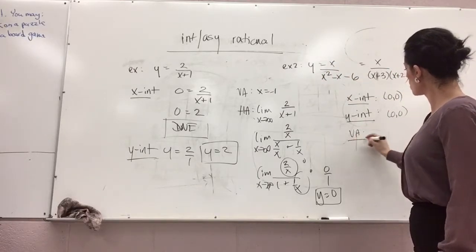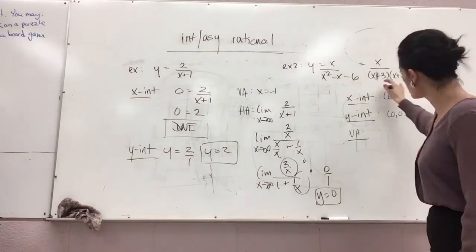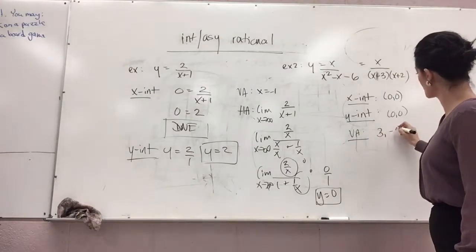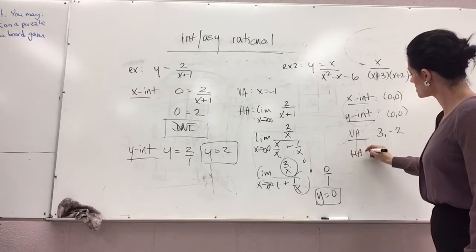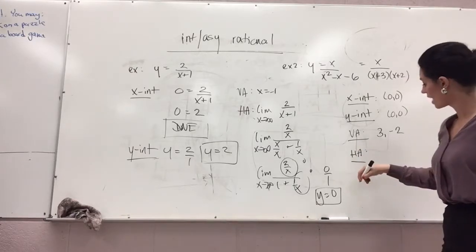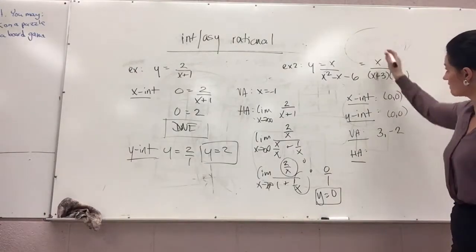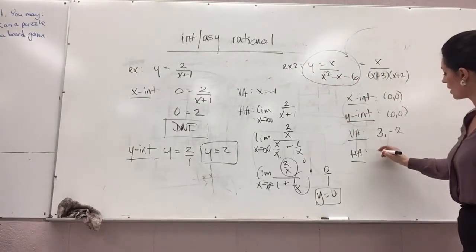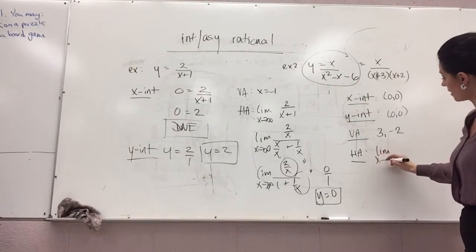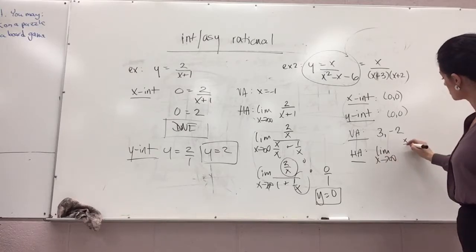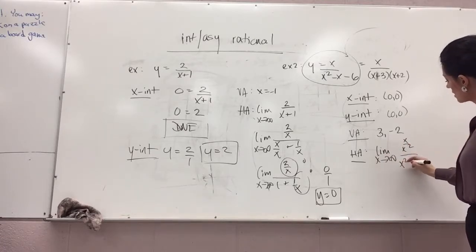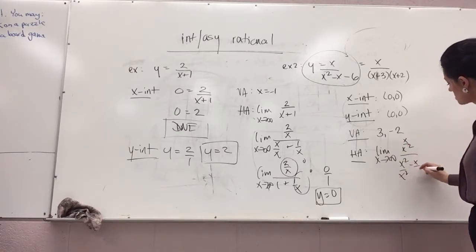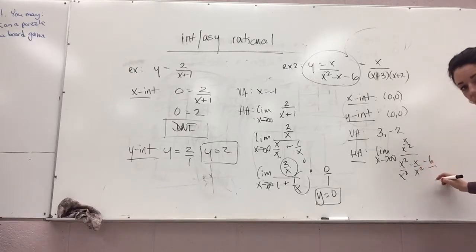Vertical asymptotes, what makes my denominator 0? So 3 and -2. Horizontal asymptotes, I need to evaluate my limit as x approaches infinity. So I need to divide through by the highest power of the denominator.